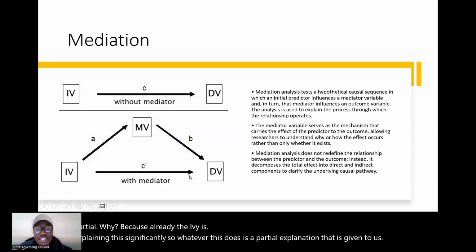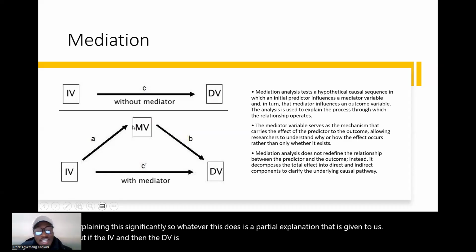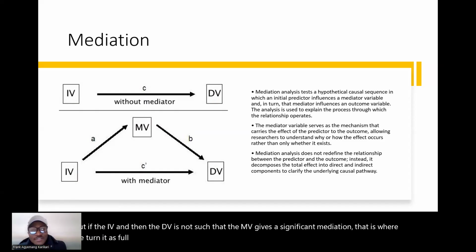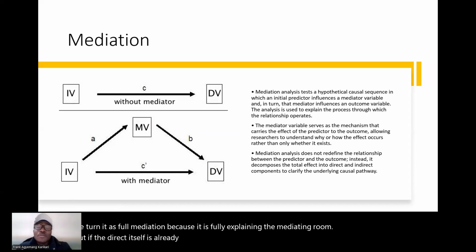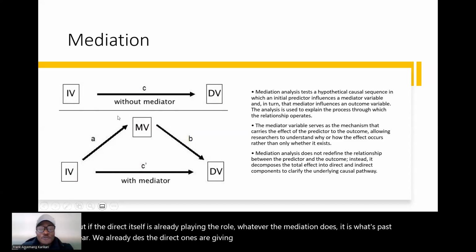But if the IV and then the DV is not such that the MV gives a significant mediation, that is where we term it as full mediation, because it is fully explaining the mediating role. But if the direct effect itself is already playing the role, whatever the mediation does is partial, because already the direct ones are giving us the full explanation of our model.